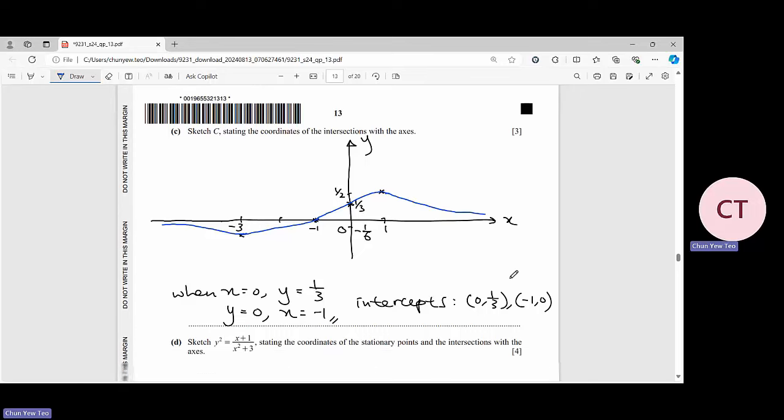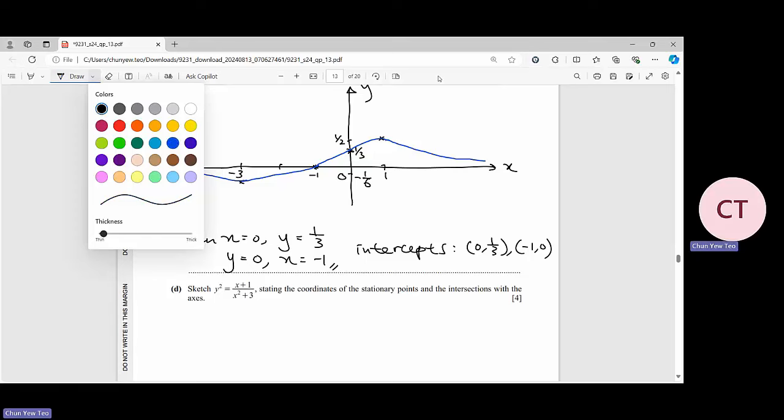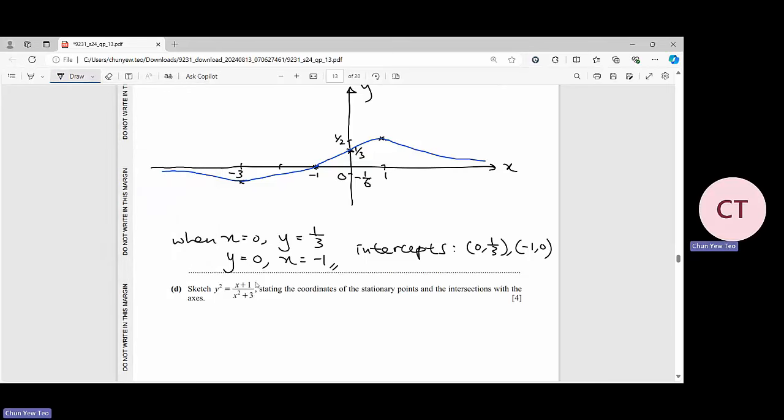Now we move on to question D. For question D, they're asking you to sketch the graph of y squared equals x plus 1 over x squared plus 1. For these questions, we need to make it become a square root. That means to sketch this graph, we make it y equals the positive square root of x plus 1 over x squared plus 3, and another one is y equals the negative square root of x plus 1 over x squared plus 3.